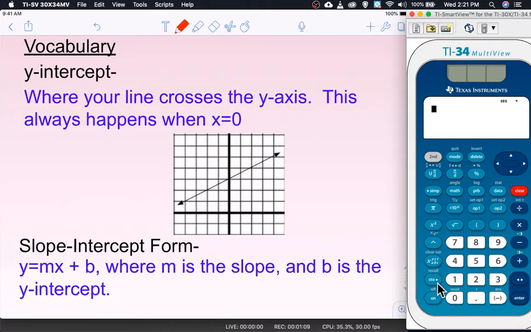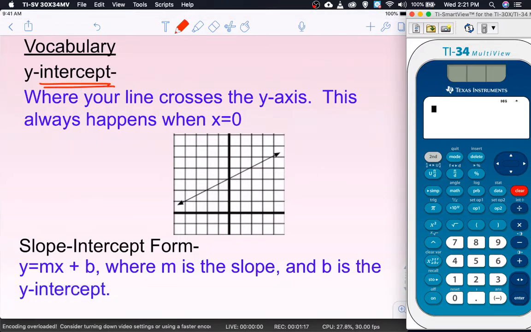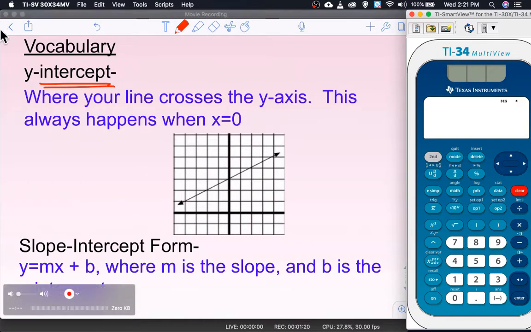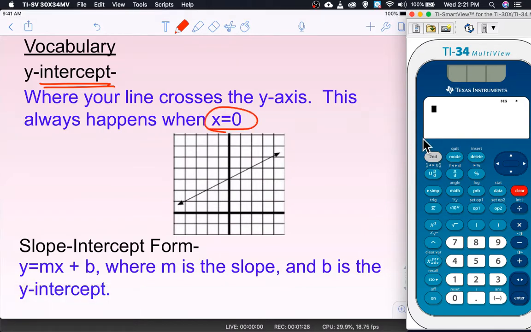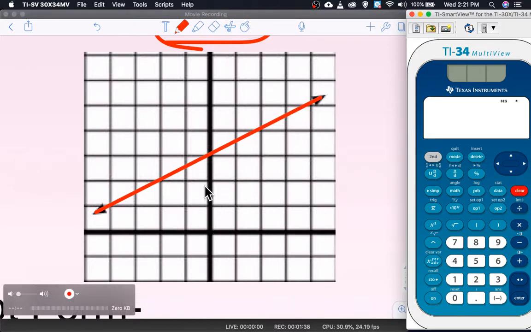So we have here a vocabulary word. So the y-intercept. This, by the way, is that intercept piece of the slope-intercept form. It's where your line crosses the y-axis. This always happens when x equals 0. So on this graph I have here, the line, I'm highlighting in red, my line is crossing the y-axis at 0, 1, 2, at a value of 3. So this line has a y-intercept of 3.